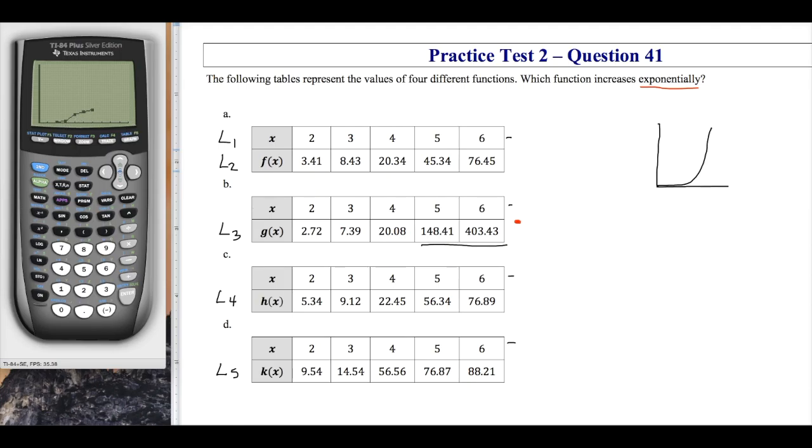So which one of these functions is increasing exponentially? The answer is B.